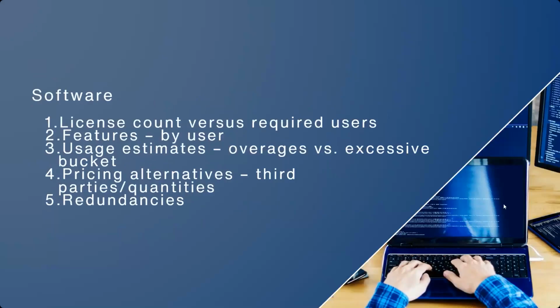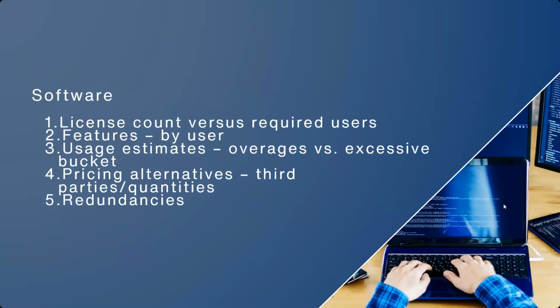Now, with software, again, there are things like license count versus required users. A lot of times we've got more licenses than we need, or we've got more features than we need turned on. And really, to analyze this properly, you've got to analyze it on a user-by-user basis to determine what features each person is using. Can I create a report to understand that, and then reduce the features on certain parts of this license that I'm buying from the software vendors? And then, of course, in some cases, not all cases, you've got to estimate usage in buckets.